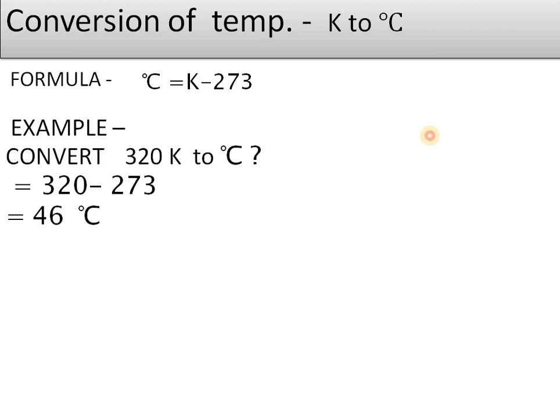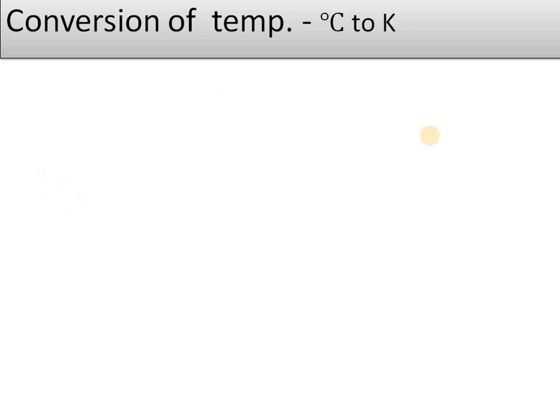Okay. Now next one is homework for you. You have to convert it and you have to send a pic. Now next, inverse of it. Now you have to convert degree Celsius to Kelvin. Now what we're going to do is, we're going to add it. The formula changes. Now you have to convert degree Celsius to Kelvin, you have to add 273 to it.